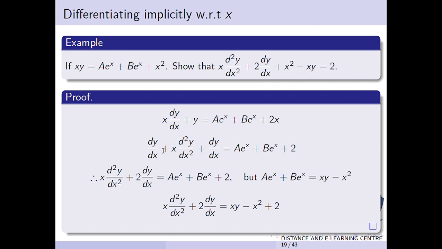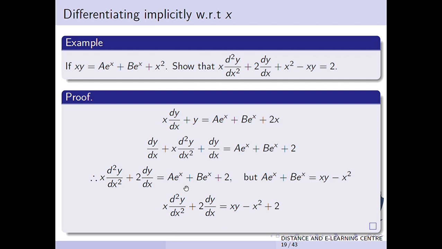And when you continue, therefore, when you differentiate again twice, you're going to have dy/dx plus x d²y/dx² plus dy/dx, which is this. Okay, now therefore multiplying x to this and y to dy/dx will now give us this. But a exponential raised to power x plus b exponential raised to power x is equal to xy minus x squared.